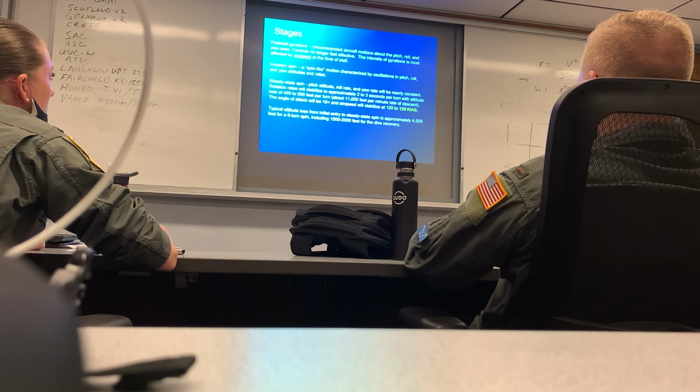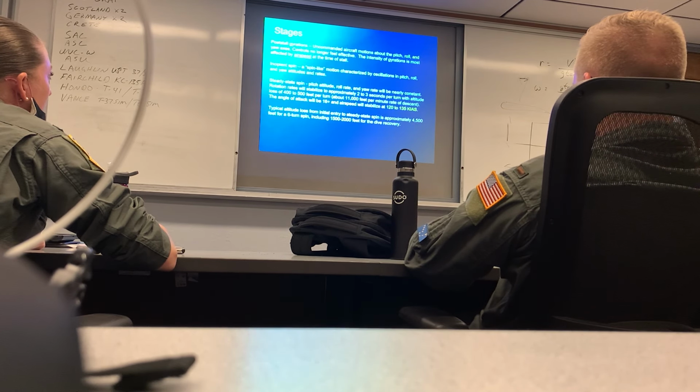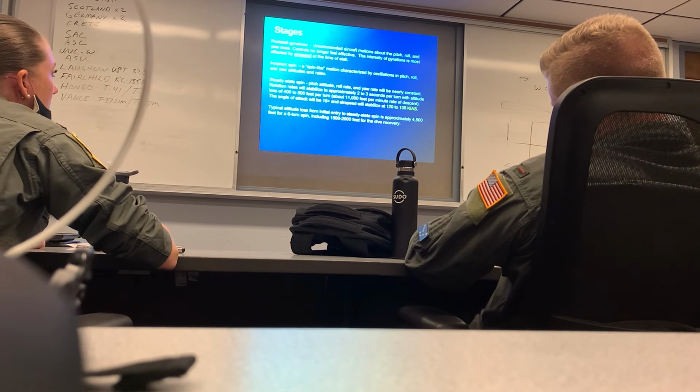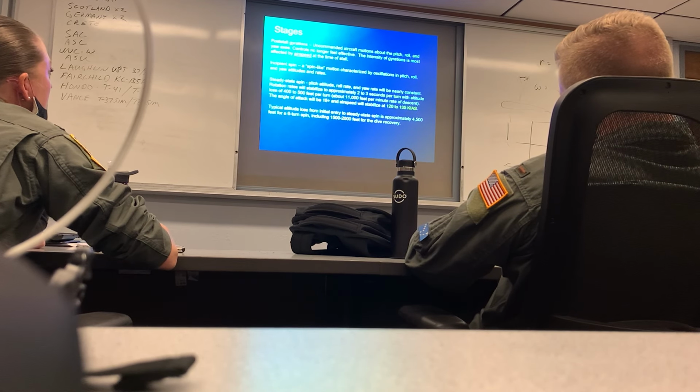Post-stall gyration: uncommanded motion in any one or more of these axes. Controls no longer feel effective. And it says the intensity of gyration is most affected by airspeed at the time of stall. Okay? Higher energy, higher gyrations. So if the stall is at a higher speed, you get stronger gyrations.